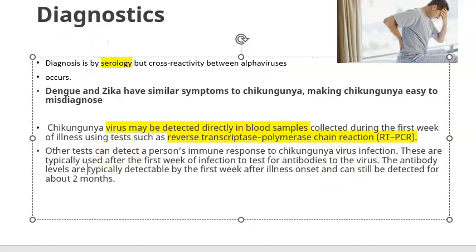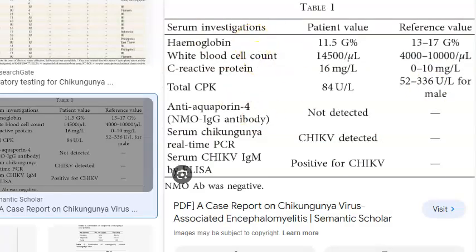Let's see if there is a chikungunya report. Wait, see here. They have detected the virus itself through real-time PCR. They have written it as real-time PCR, not reverse transcriptase. They wrote here as real-time PCR.